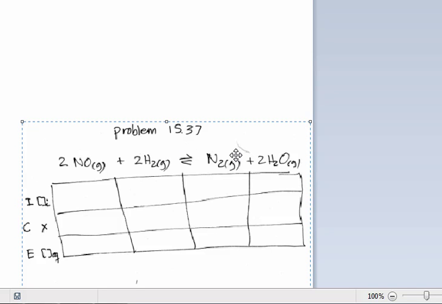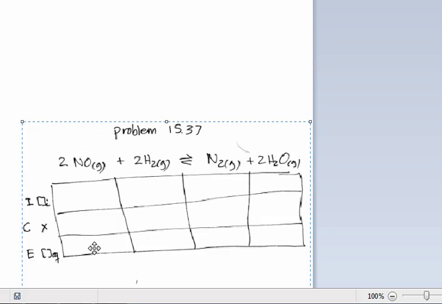It is going to be necessary to use our ICE chart, where I stands for initial concentration, or if we're solving for a Kp, initial pressure. C stands for change, which I indicate by X, and E stands for our equilibrium concentration, or pressure. Whenever we use an ICE chart, I always put the balanced chemical equation on top, and every chemical gets its own column. ICE charts will always have 3 rows for initial, change, and equilibrium.